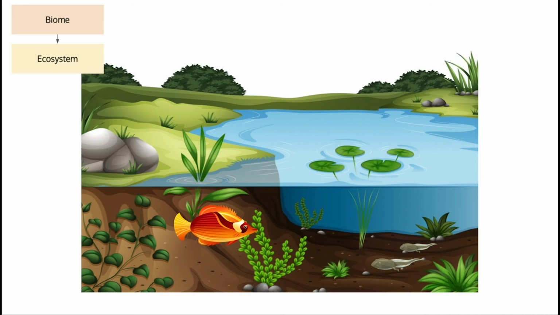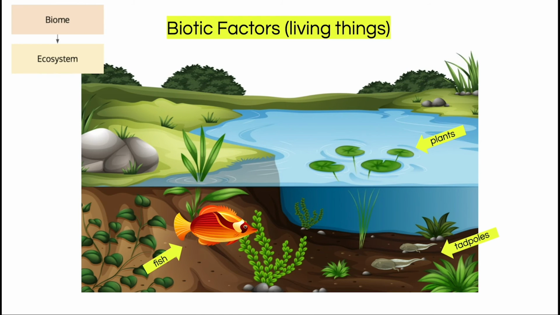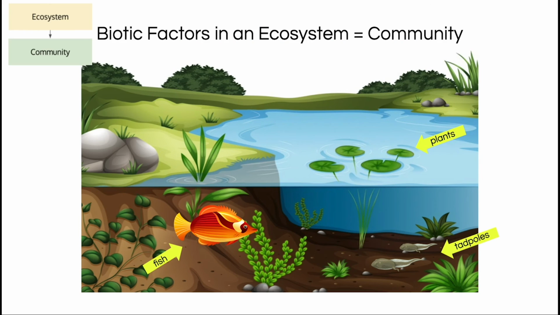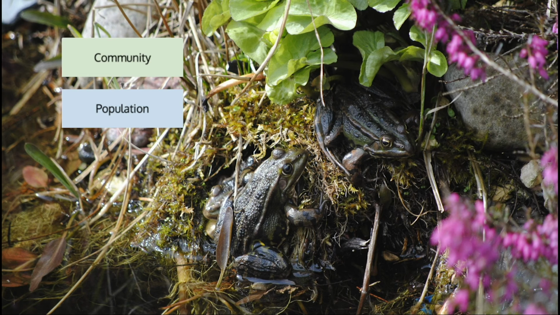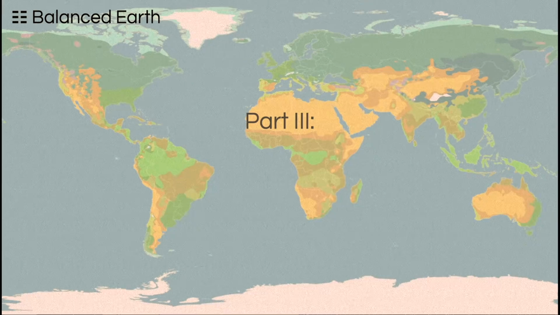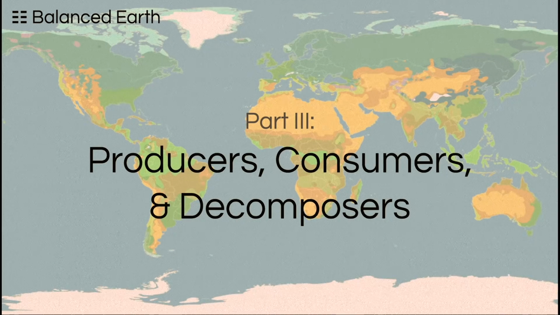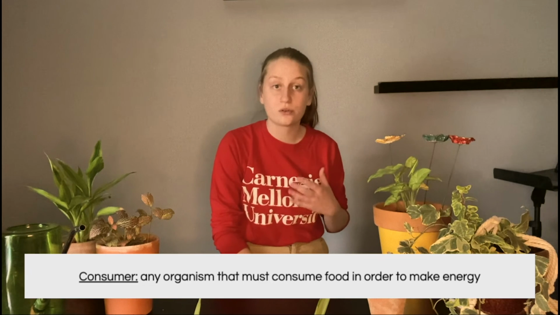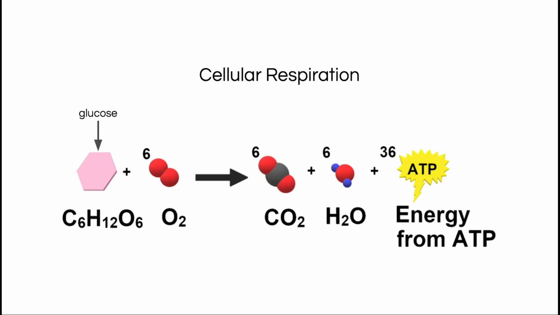Smaller than a biome is an ecosystem, which consists of biotic or living and abiotic or non living factors. Smaller than an ecosystem is a community, which just contains the biotic factors of an ecosystem. Smaller than a community is a population of one species. Smaller than a population is a single organism called an individual. Next, we talked about the different roles that organisms play in an ecosystem. Consumers are organisms that eat other organisms to survive. They turn glucose into energy through a process called cellular respiration.